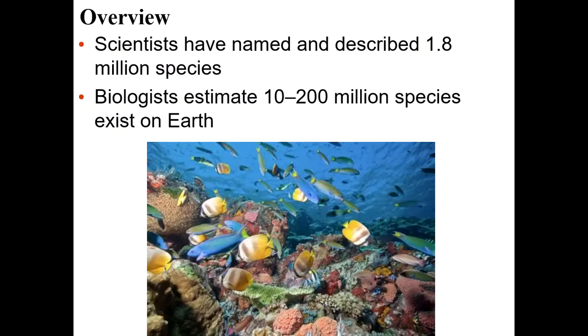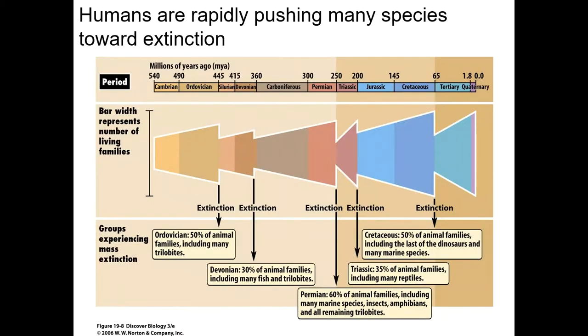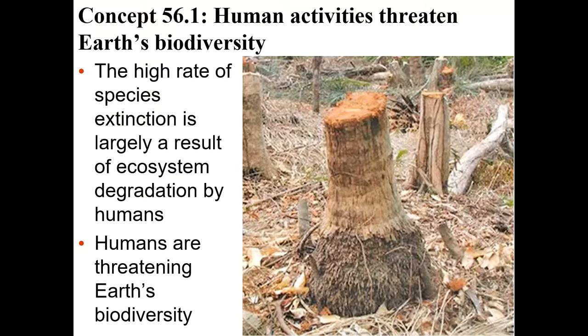Conservation biology. Biologists estimate that there are between 10 and 200 million species on Earth today, but they are going extinct at an alarming rate. Part of this is because tropical forests that contain a lot of different species are being destroyed. There have been several mass extinctions over the last 540 million years, and it looks like we're heading into another one. Conservation biology is an area of study looking to stop this, prevent it.